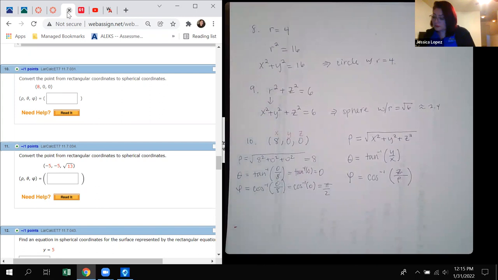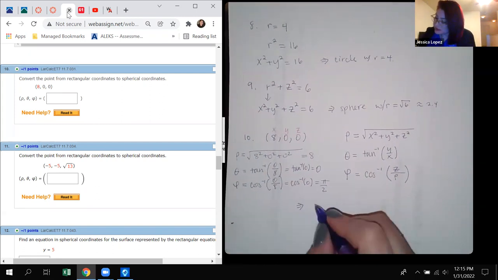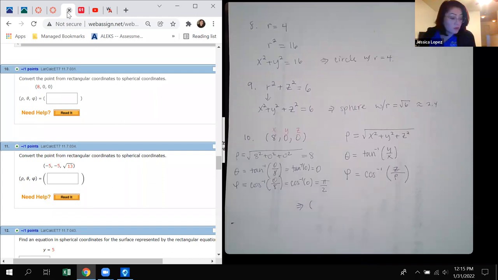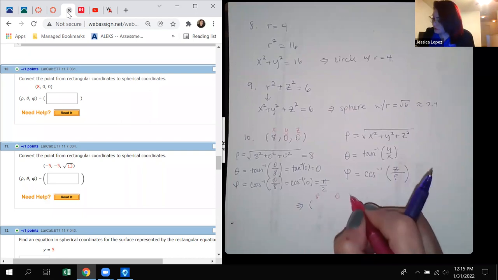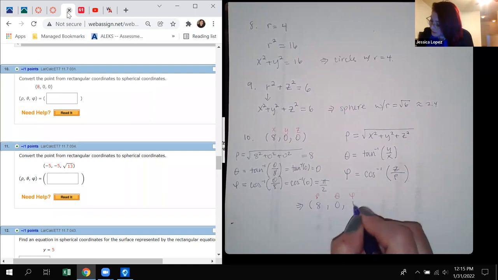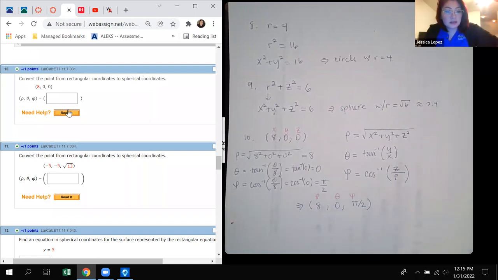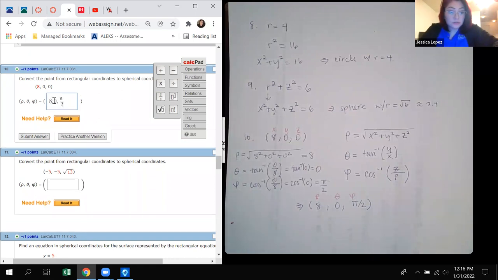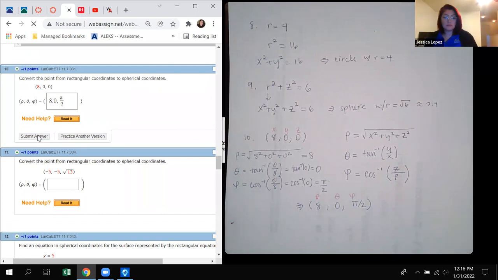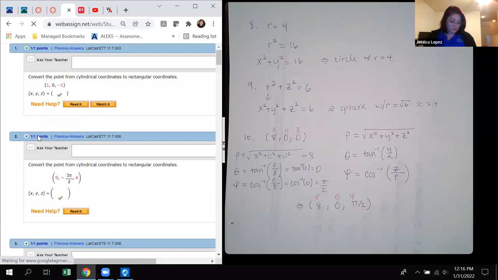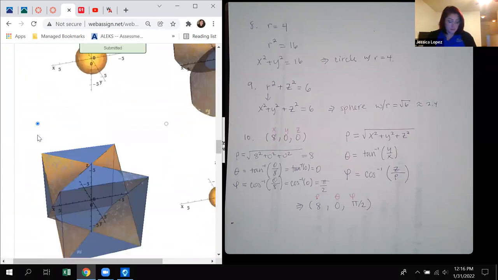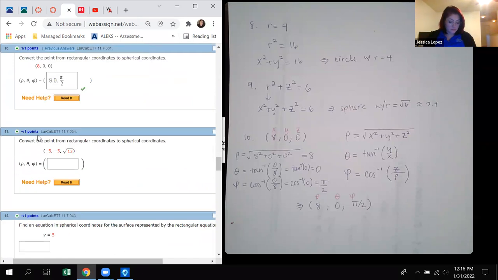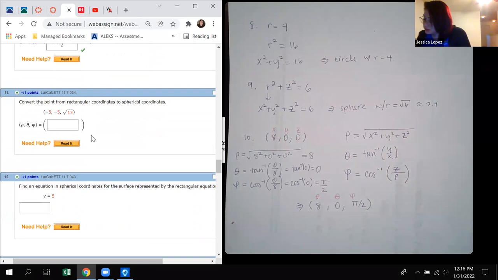Okay, now that's it. So then what does the answer look like? The answer should be, in order, rho, theta, and then phi. So that means it's going to be 8, comma 0, comma pi over 2. So let's try it out and see if we get it correct. So 8, comma 0, comma pi over 2. Now let's check. Okay. So yay, we got that one good.